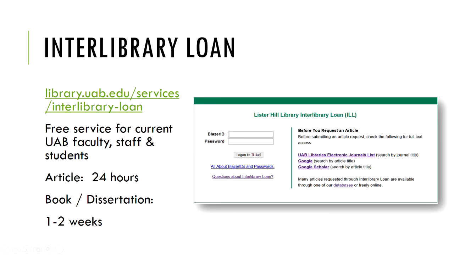I mentioned finding full text. Sometimes UAB may not have the article that you need. However, if you use one of those full text buttons that I showed you earlier, if we don't have it, you can request that we get it from another institution. This is a free service for UAB faculty, staff, and students. You log in with your Blazer ID and password, you request the article, and usually you will have the article within 24 hours.